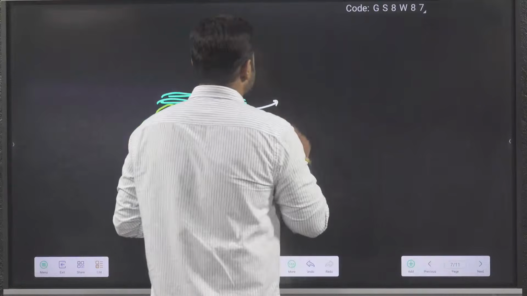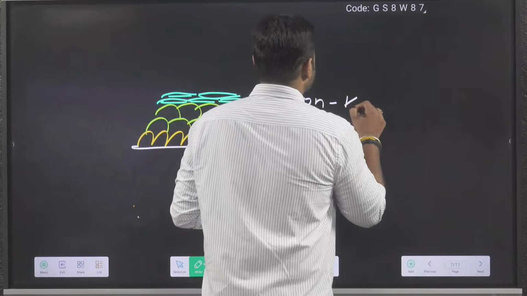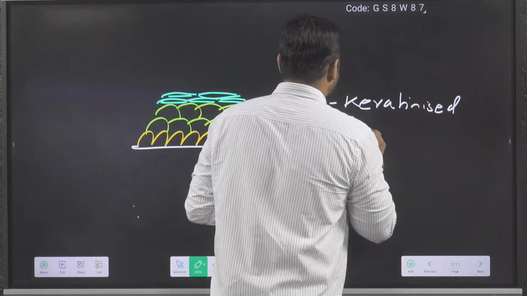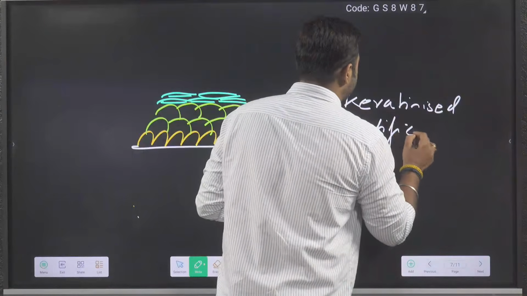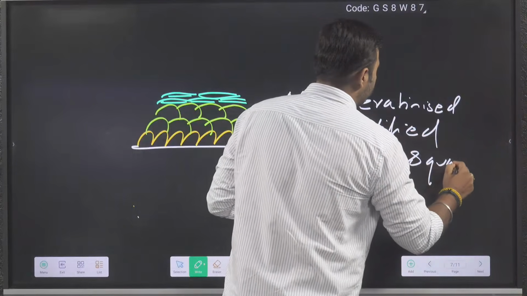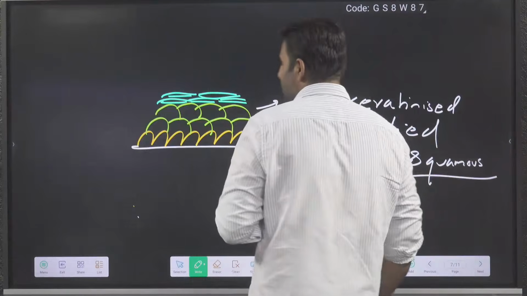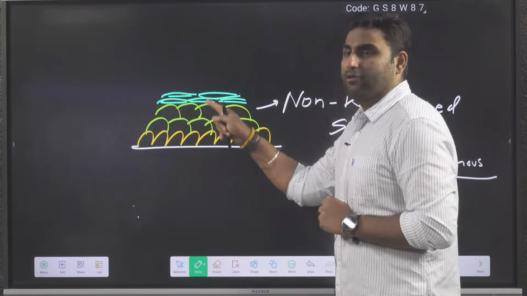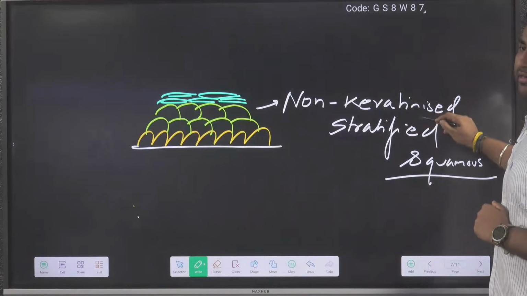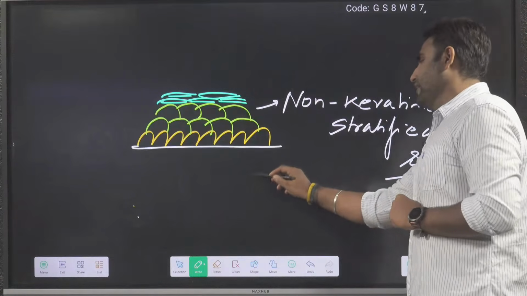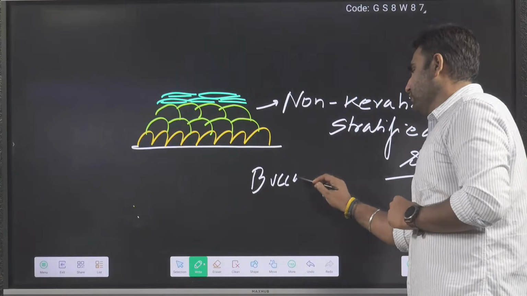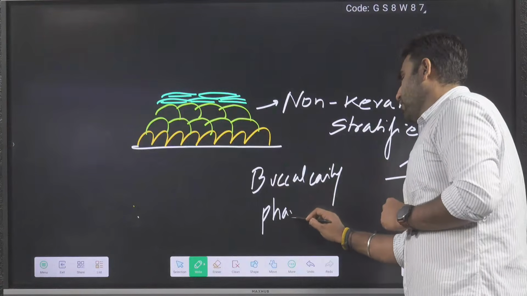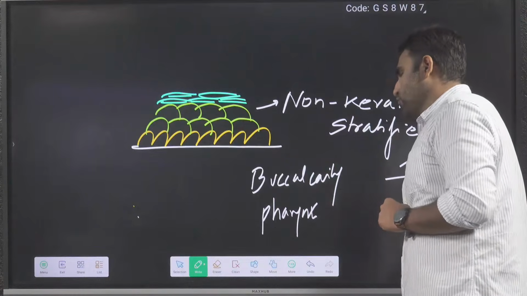So what is this? This is non-keratinized stratified squamous. The name of the cell comes from the upper level of the cells. The upper level of the cells are flat, so non-keratinized stratified squamous. Where it is located, we already told you: buccal cavity and pharynx, or you can also write esophagus.